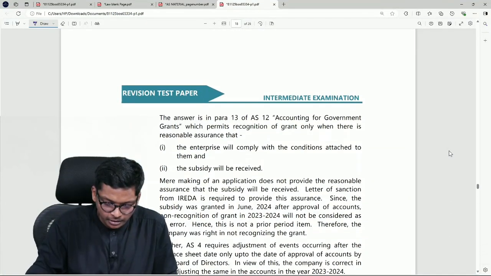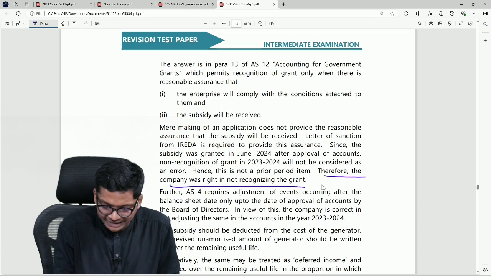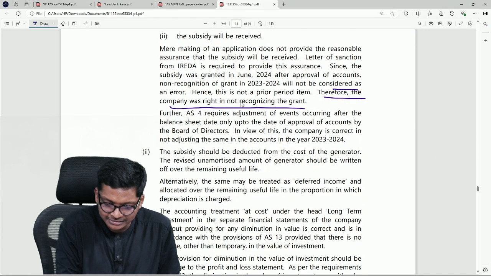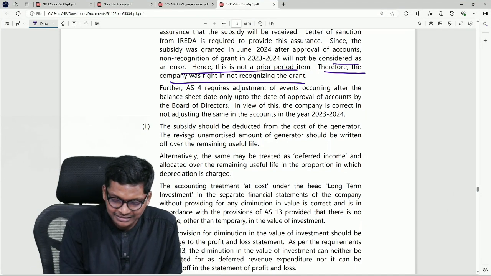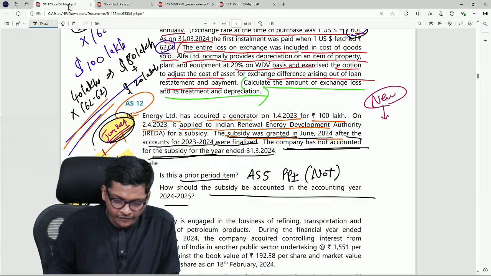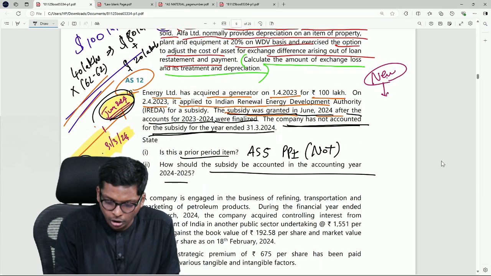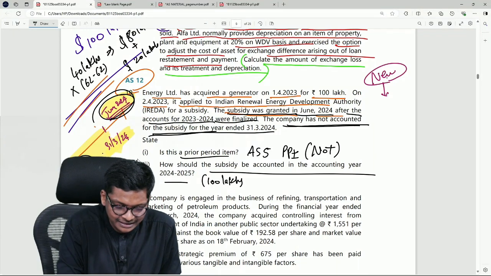Same answer, AS12. Therefore, the company was right in recognizing the grant. This is not a prior period item. Same explanation. The subsidy should be deducted from the cost of generator. Of course, how should they account this? Already you purchased for 100 lakhs. Here they are testing AS12.